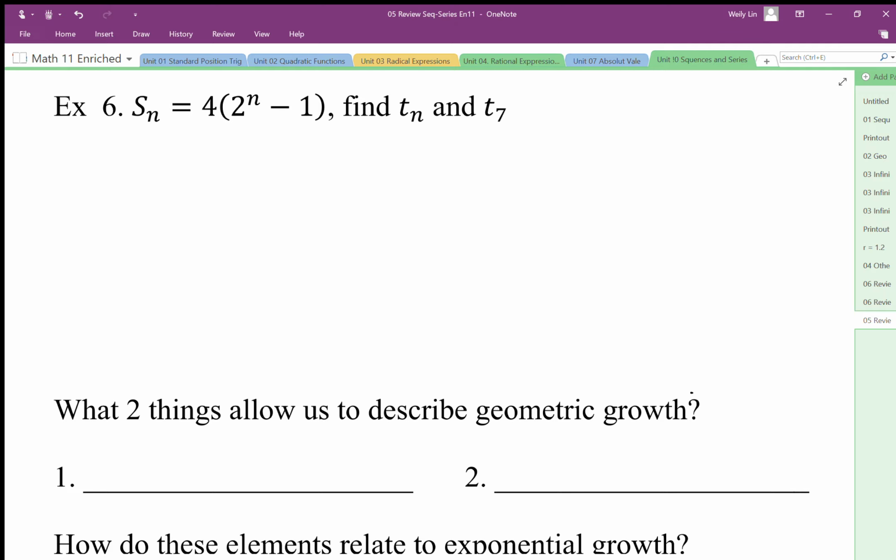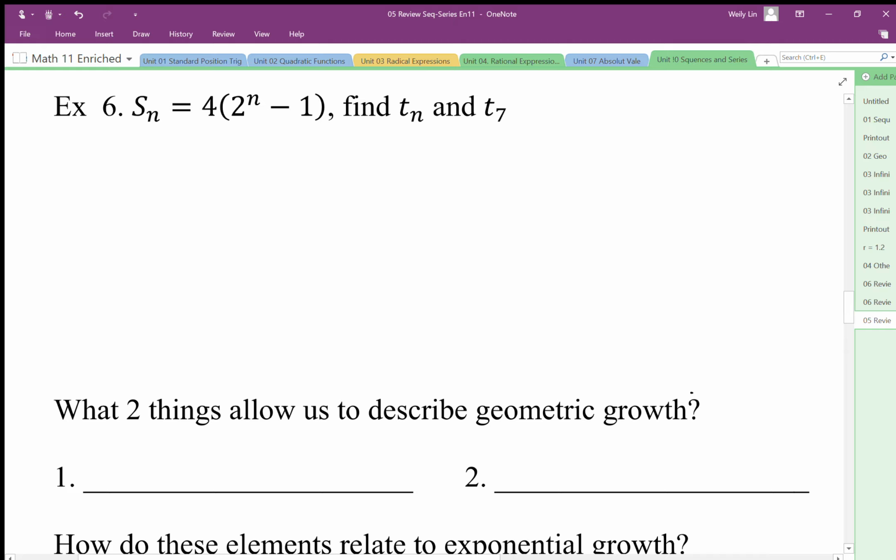Although it doesn't say explicitly that this is geometric growth, since it's an exponential formula, we can kind of guess that this is going to be a geometric growth problem. So we want to find Tn and T7. To get the common ratio, we can find the value of S for any consecutive terms, and then we can subtract to get the T term.